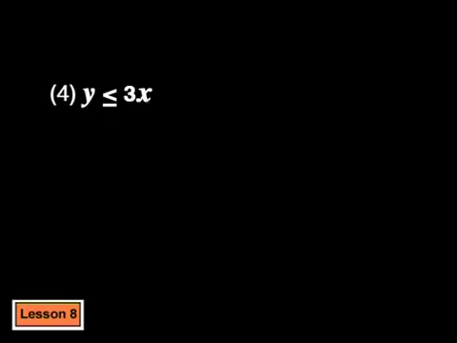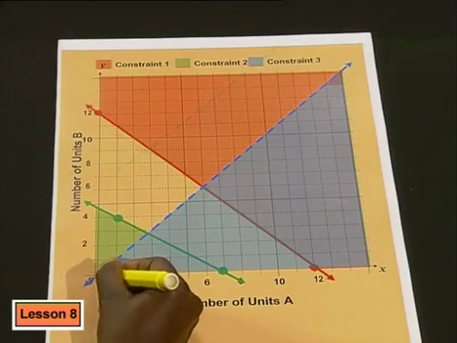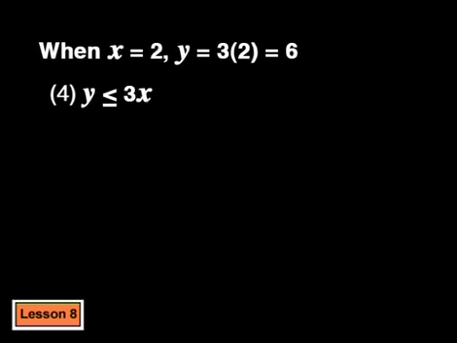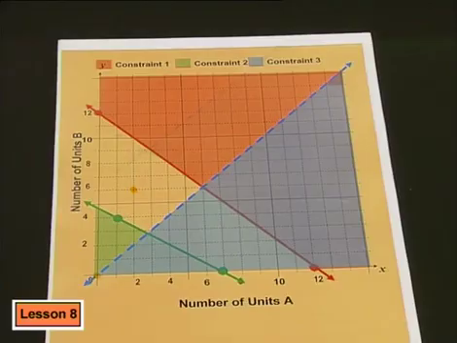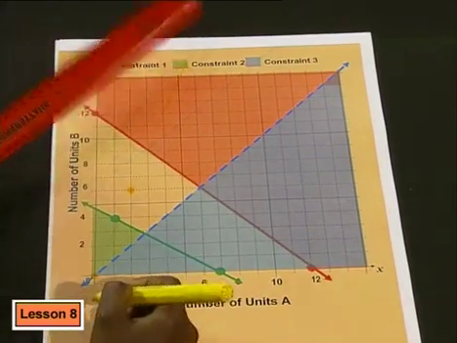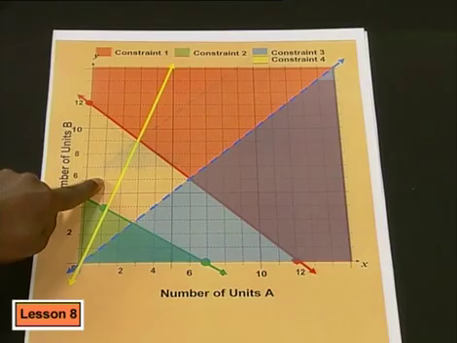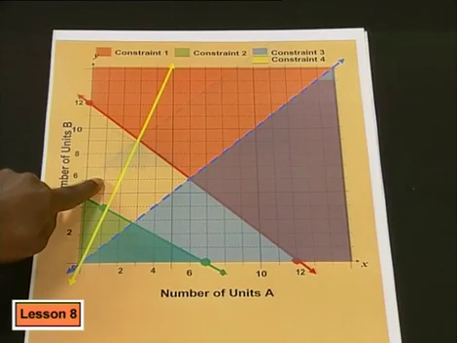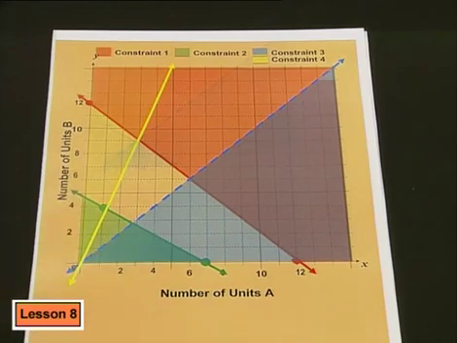That leaves us with the last constraint, y is less than or equal to 3 times x. This goes through the origin. We'll need another point. Let's see what happens when x equals 2. y will be 3 times 2, which is 6. So we can plot 2, 6 here and draw the graph through these 2 points. Look at this point 1, 6. 6 is greater than 3 times 1. So this point doesn't satisfy the inequality. We can exclude the points on this side of the line and show this by shading that area.